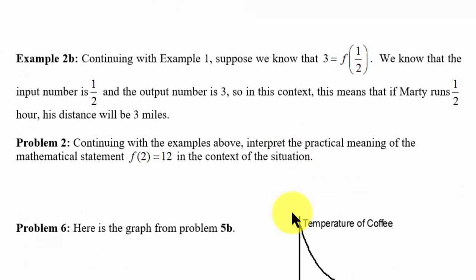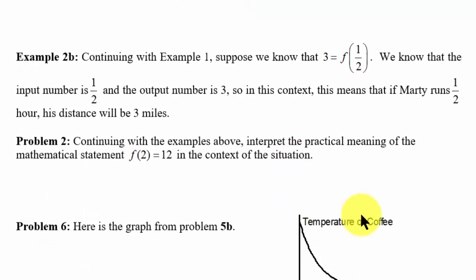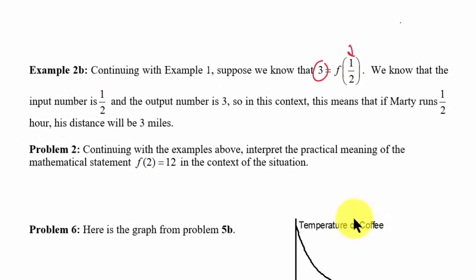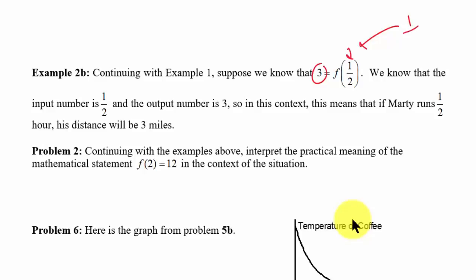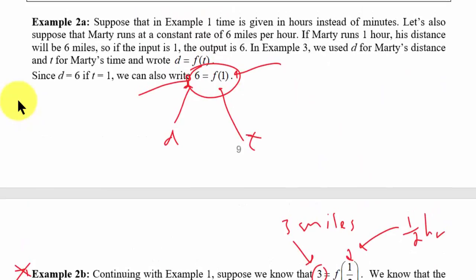So if he ran for 1 hour, then he ran 6 miles. Example 2b. Same logic. So now I'm looking at this 3 and the 1/2. If you think about it, if he ran for 1/2 of an hour, how far did he run? 3 miles. Okay. So that's us interpreting function notation. I kind of like these two exercises. Maybe you should put a little star next to these, because I think I'm going to want to come back to these in the future, again, maybe on a test or a quiz.